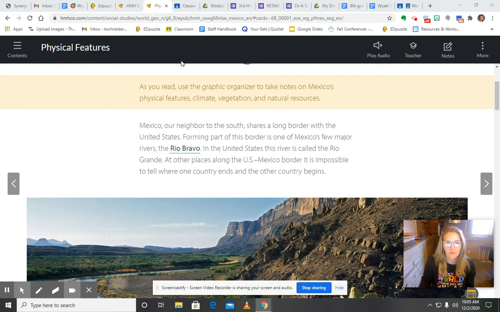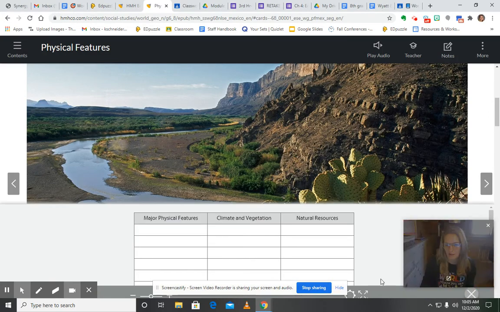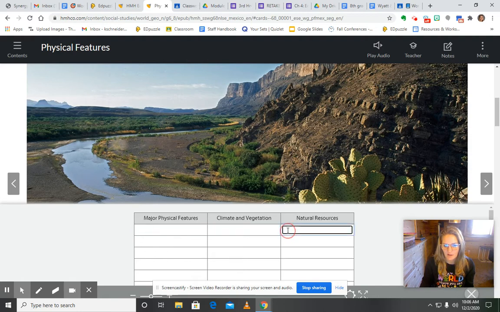So as you are reading this lesson, I want you to fill in the graphic organizer to take notes on Mexico's physical features, the climate, vegetation, and natural resources. So you'll find that at the bottom of the page here. I want you to fill in the major physical features, the climate, and the vegetation.